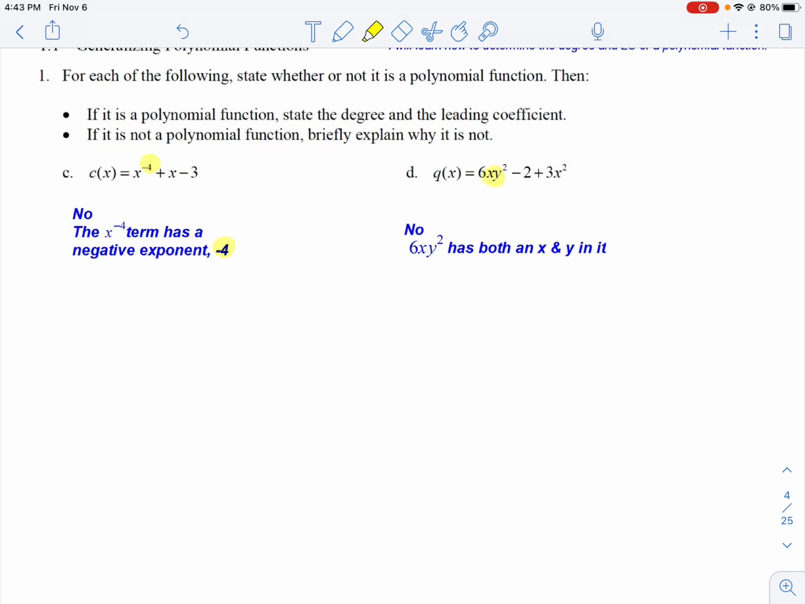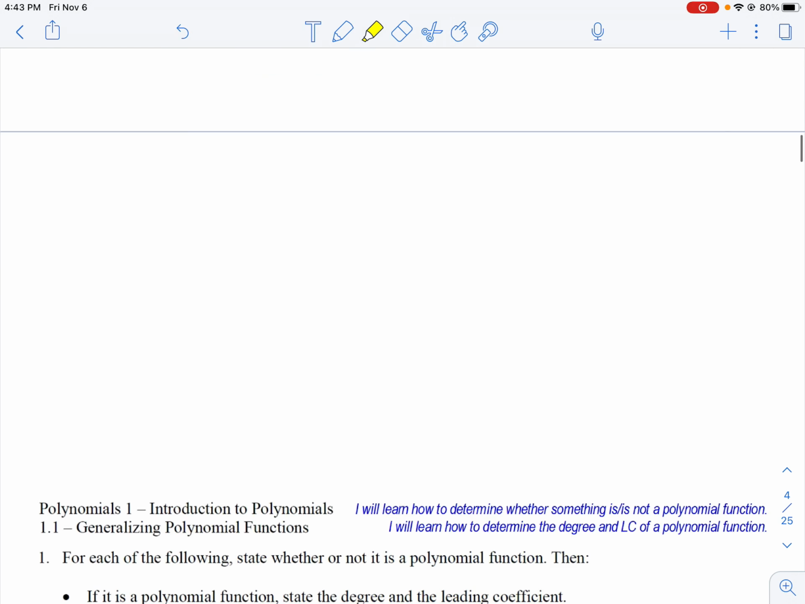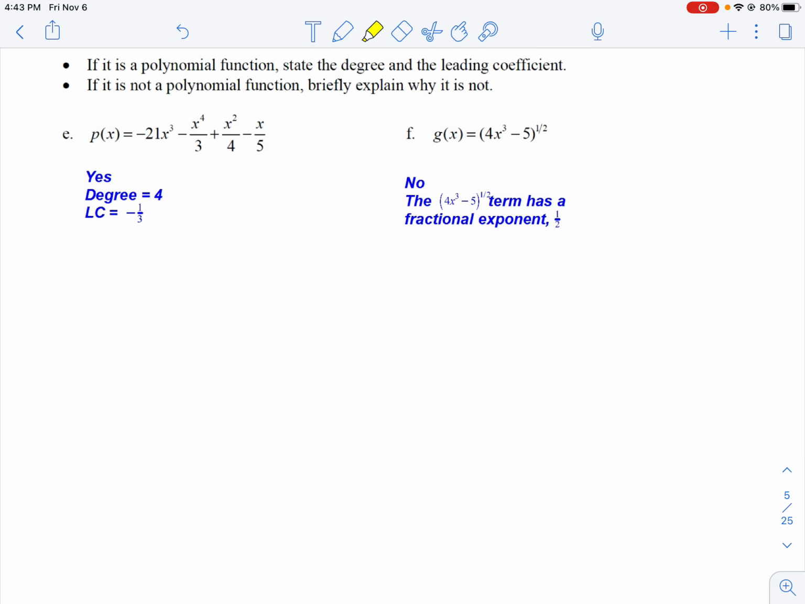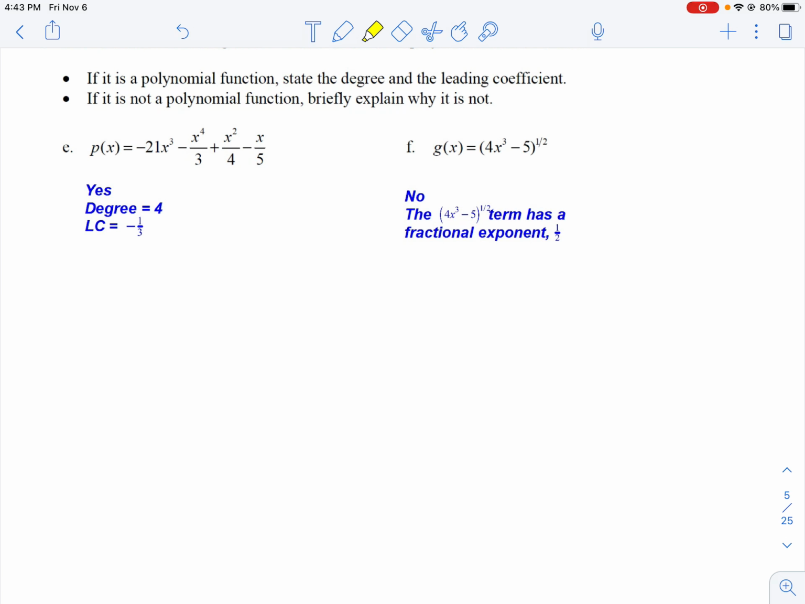Okay? Now that we know the degree of a polynomial and the leading coefficient of the polynomial, we are now studying different kinds. Oh, we have more examples, E and F. So before we move on, it doesn't have a negative exponent. It doesn't have a fractional exponent. So it is a polynomial with the degree. Look for the largest exponent. In this case, this is a 4.